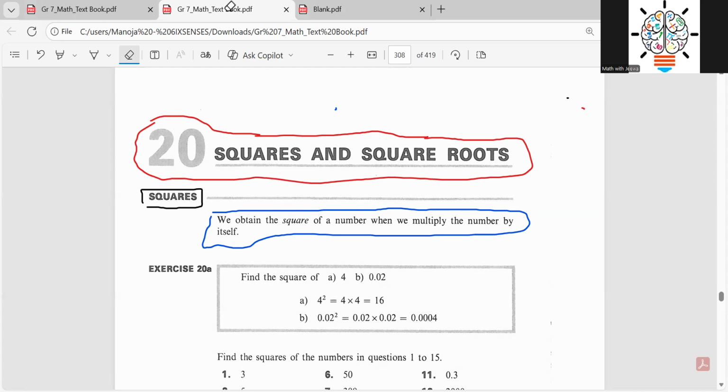So put the date, write down the main topic in pink color, then the subtopic in black color, and you can write the first point about squares in blue color, which I have marked in blue. We obtain the square of a number when we multiply the number by itself. After copying that, you will do an exercise with me, an activity, and you can write it in your theory book.